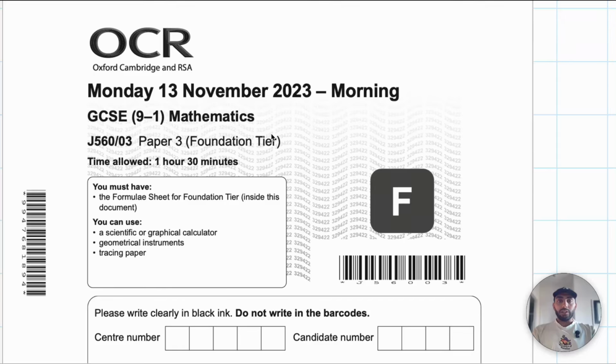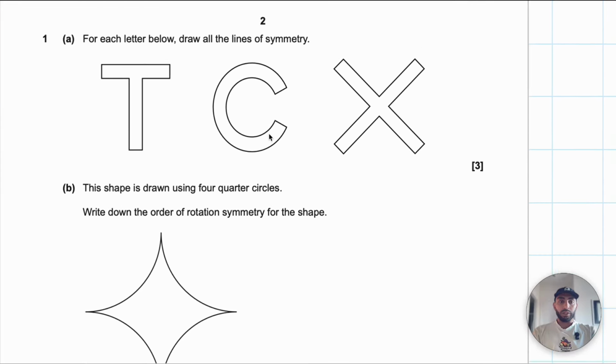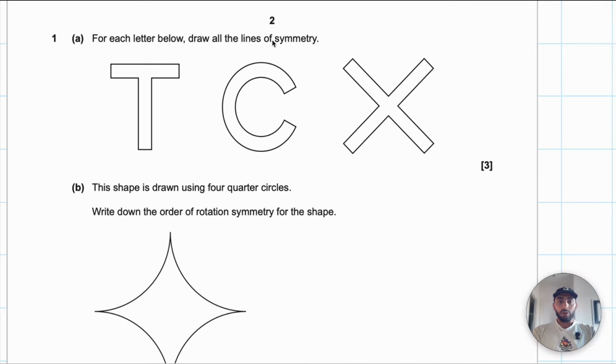It's the OCR GCSE Maths Foundation Calculator Paper 3 from November 2023. Let's get straight into it. Question 1. For each letter, draw all the lines of symmetry.